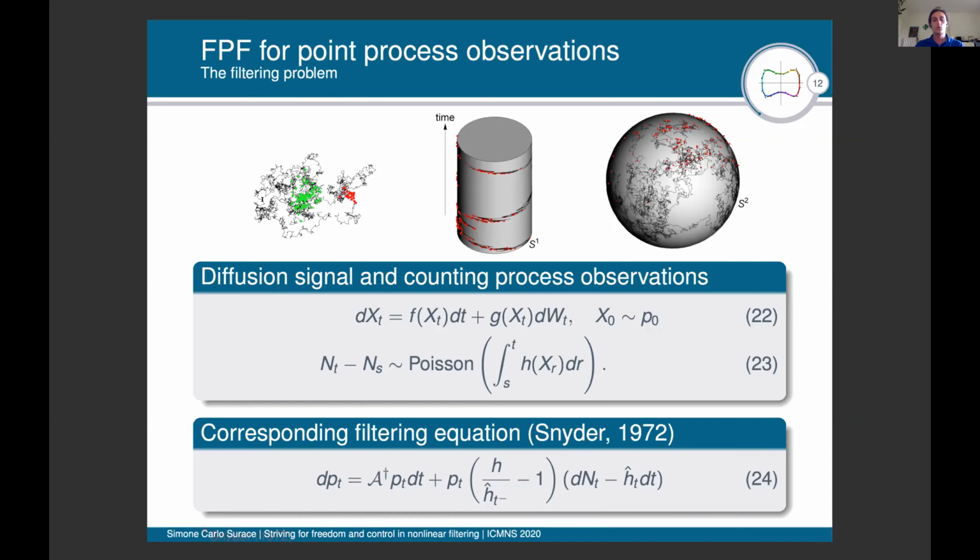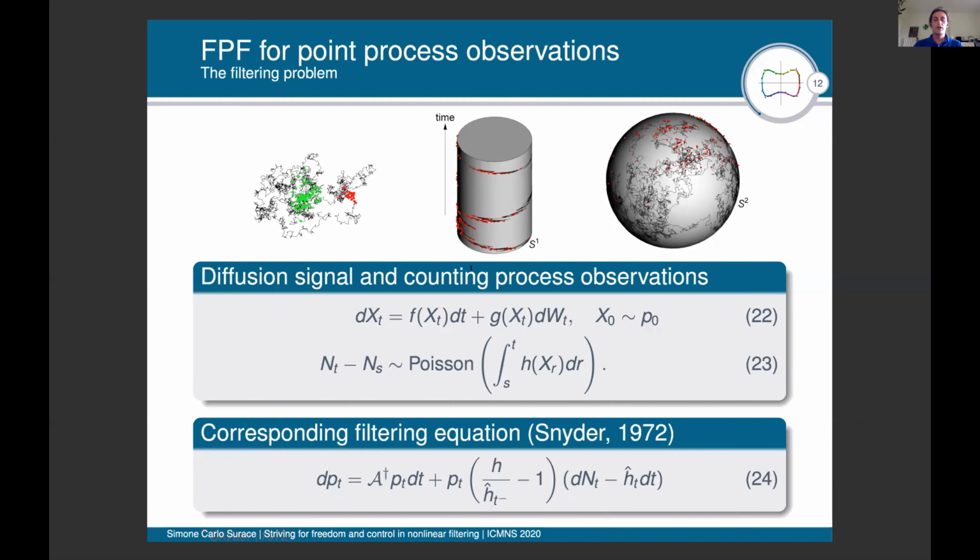But actually, how we formulated the problem was for hidden processes on manifolds, and manifolds are important for various different applications in neuroscience. If you think about orientation tuning or head direction cells, for example, those states naturally live on manifolds such as a circle or even spheres or other manifolds. And therefore it's good to have a particle filter algorithm that can deal with these state spaces.